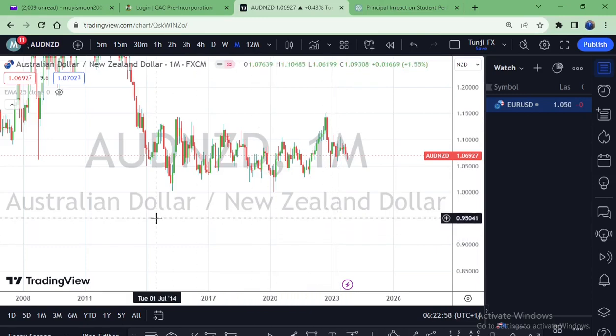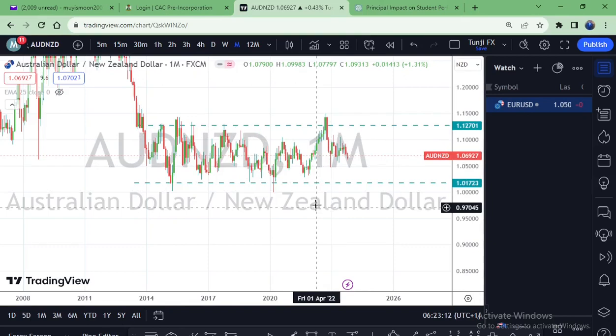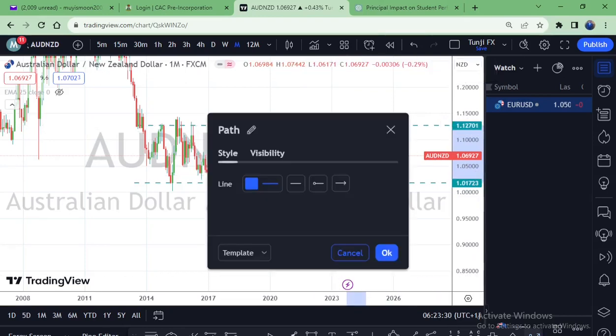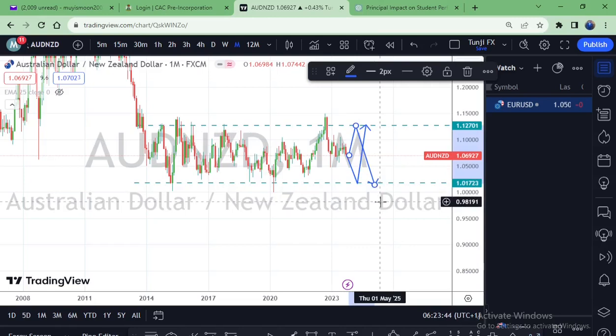So I will try and find that this market is in a very big range on the monthly, and we said we are looking at this opportunity of this dropping down here before going back up, or probably you may also see we move back to the top before it drops down.